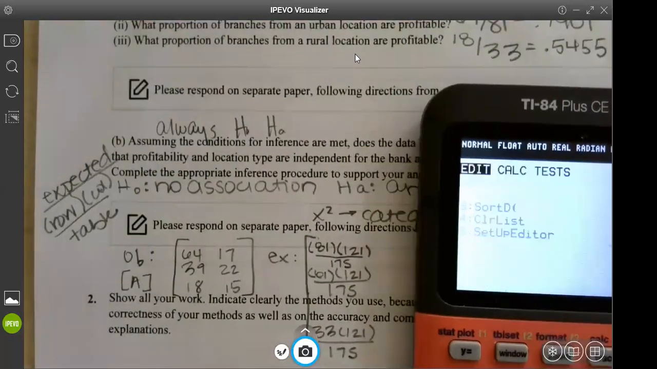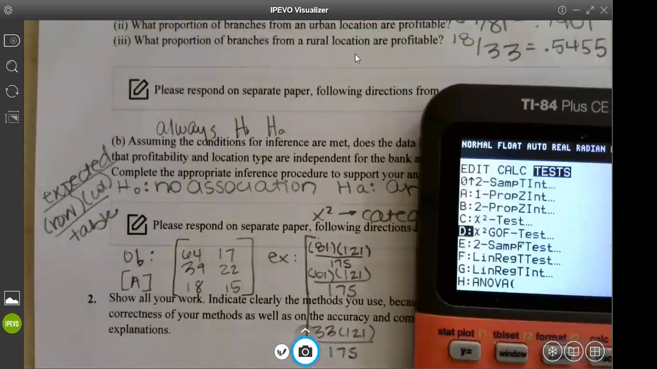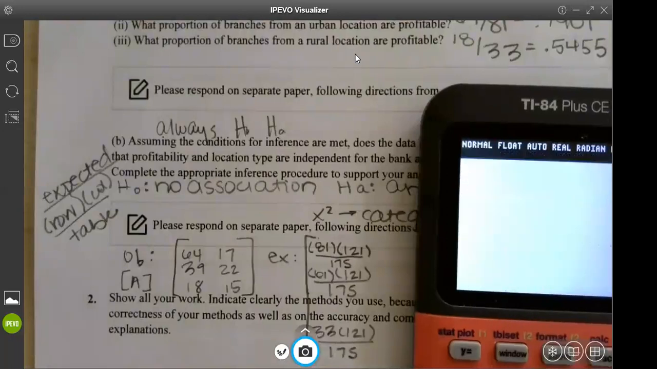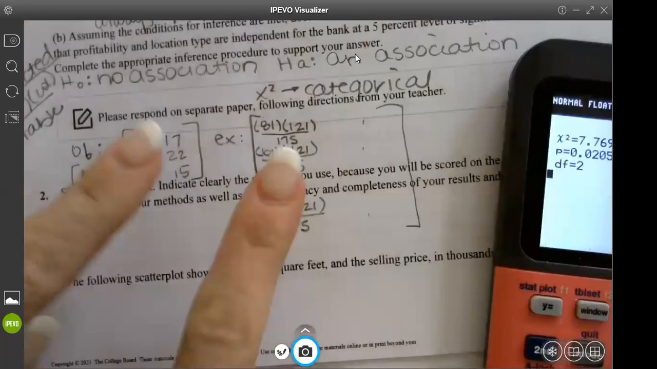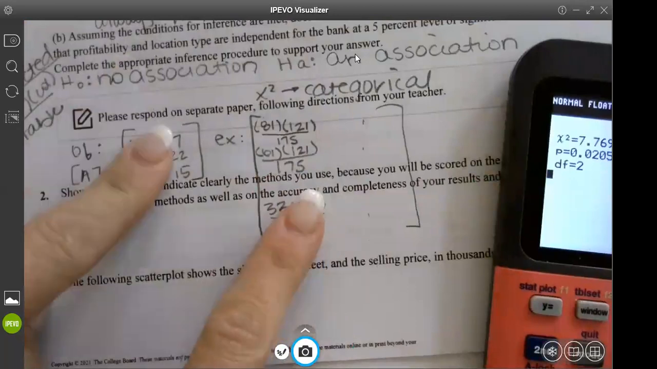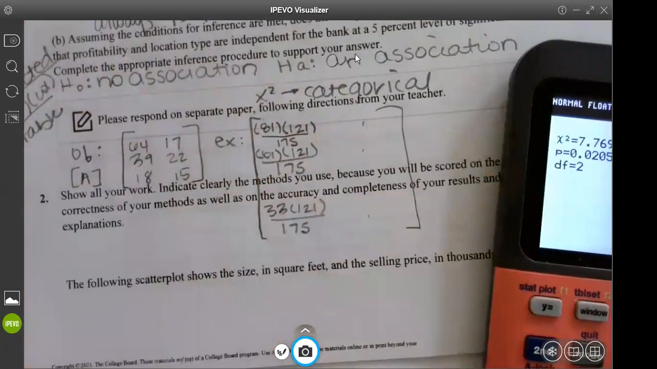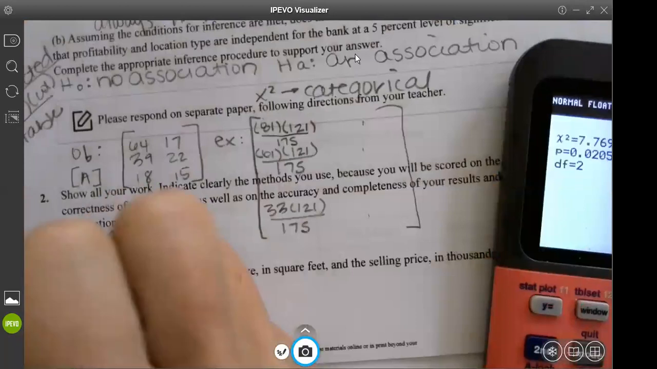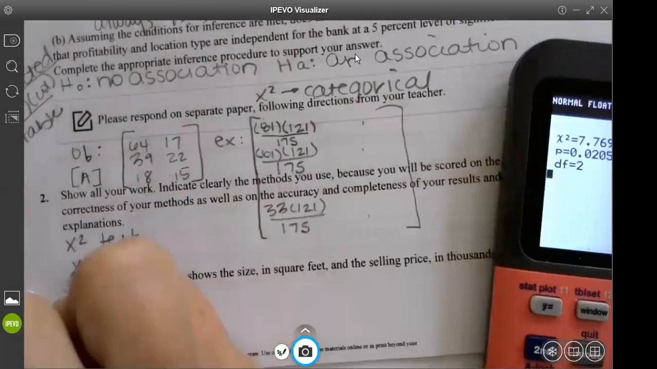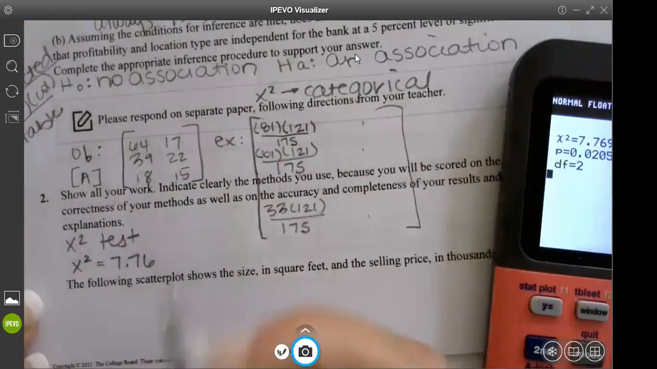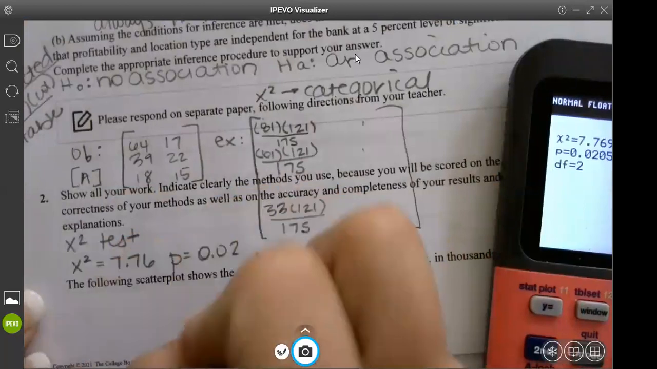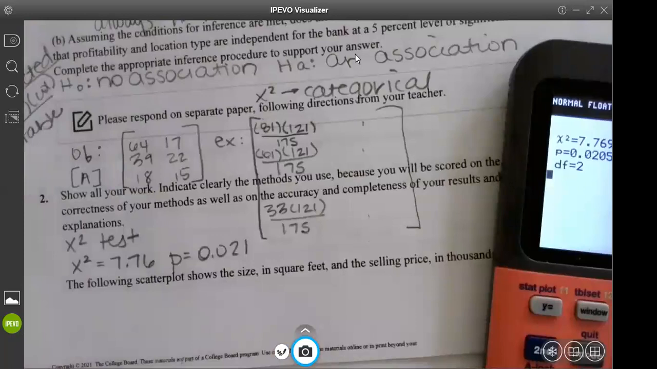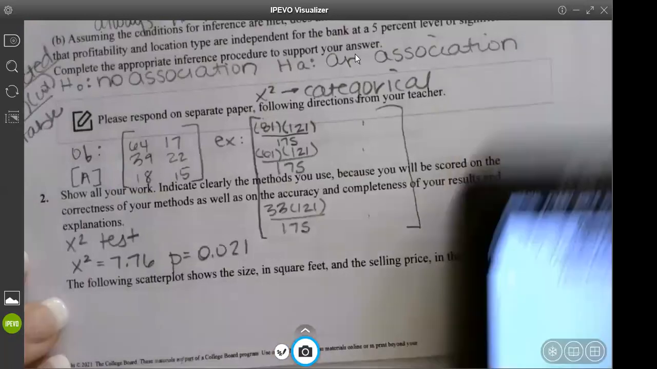So stat tests, chi-square, we got our A, our B, and we're going to calculate. And then I'm going to write down what I got. I want to make sure I write both of these down if I'm working this out in my calculator. Got it? You want to write down what you're doing. You're doing your chi-square test. You got a chi-square value of 7.76. A p-value of 0.021. And you can put a 1 just to put it in there. It doesn't matter.